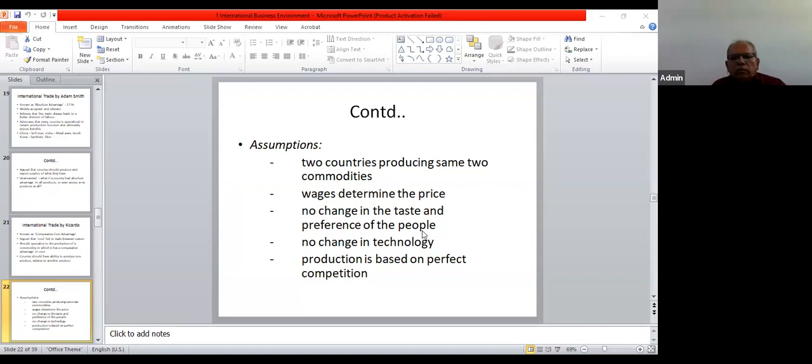Then another assumption: no change in technology. The same technology is being followed by the company. And the next assumption: production is based on perfect competition. In economics, there are two types of competition, perfect competition and imperfect competition. Ricardo is highlighting perfect competition, not imperfect competition. But in reality, there is imperfect competition, there is no perfect one.